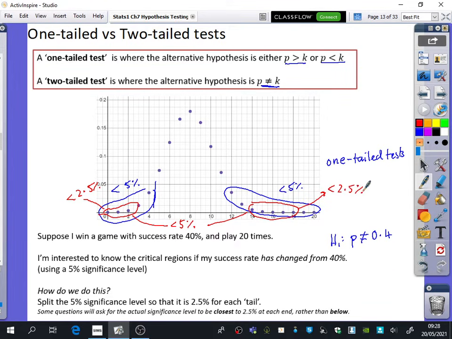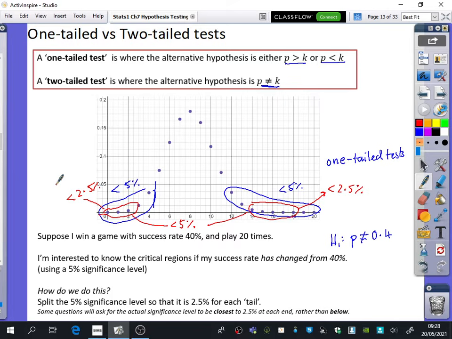So I realise that diagram is quite busy, but the general gist of what we've got here is if it becomes a two-tailed test, the probabilities need to be split at each end, okay? I've also, though, written in italics at the very bottom, some questions will ask for the actual significance level to be closest to 2.5% at each end rather than below. I'll explain what that means. So overall, we want these two red bits to be less than 5% for a two-tailed test, but rather than both of them having to be less than 2.5%, sometimes they just want it to be as close as possible to 2.5%. It doesn't matter if it goes a little bit above.